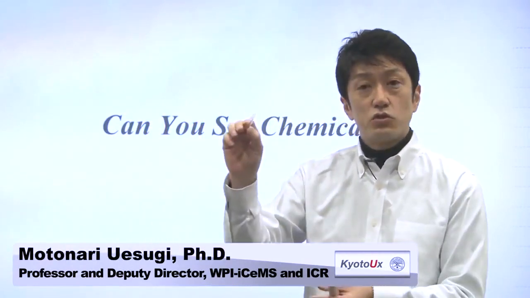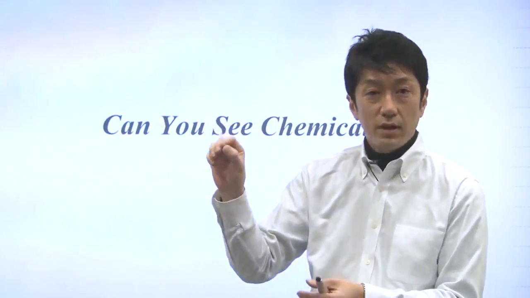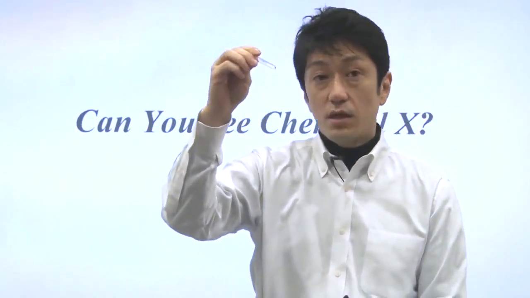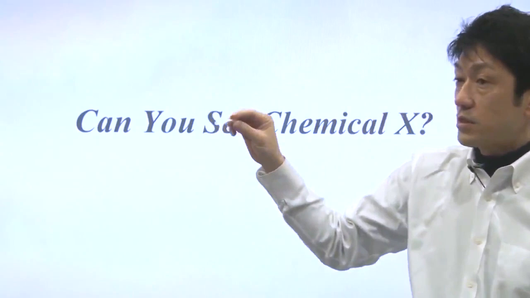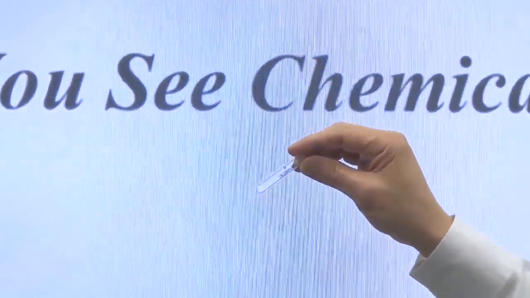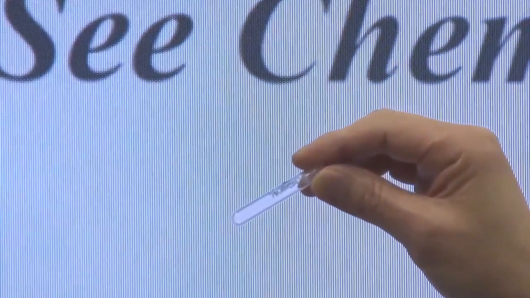I have a test tube here. The label of this test tube says chemical X. Can you see anything inside? Can you see chemical X inside? Take a look at it. Can you see anything inside?